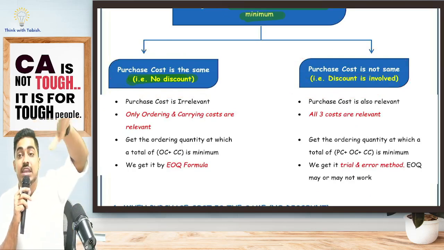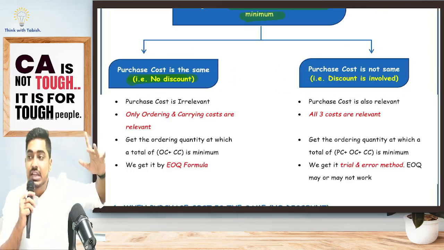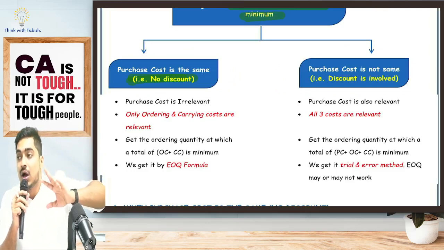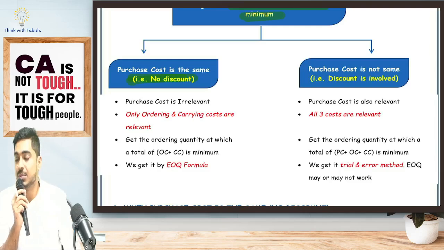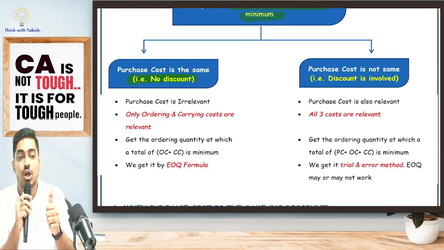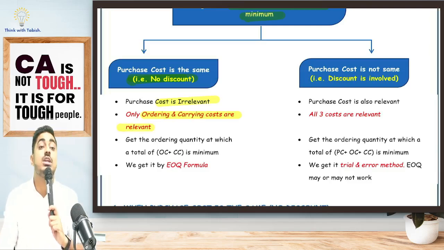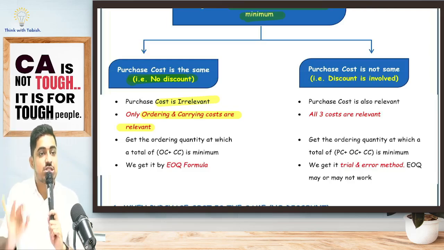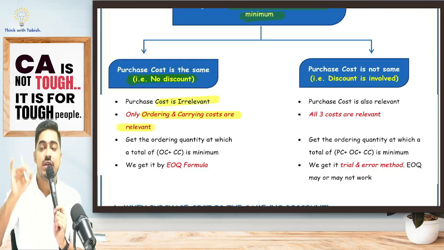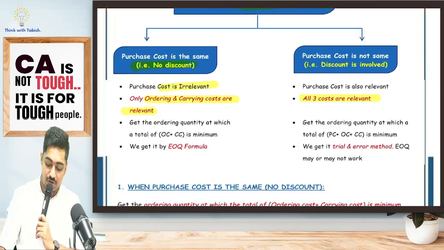Now tell me, if there is no discount, that means purchase cost is the same. That means whether I consider it or I don't consider it, will it change my decision? No. That means purchase cost is irrelevant. That means only two items are relevant. What all? Ordering cost and carrying cost. But if discount is there, that means purchase cost is fluctuating. That means purchase cost is relevant. Ordering is also relevant. Carrying is also relevant. All three costs are going to be relevant. Is this clear, everyone? Okay, boss.